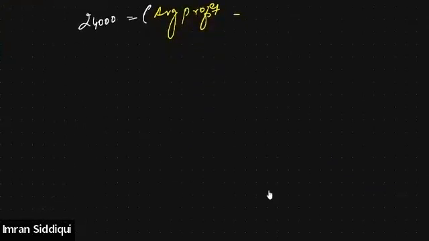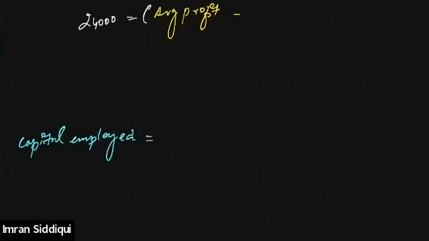Let me show you. Capital employed equals assets minus liability. To calculate the capital employed, we will apply this formula: total assets of the firm minus the liability of the firm. We will get the amount of capital employed.